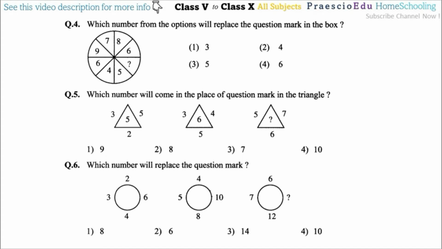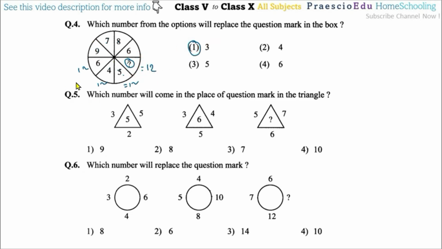Then question number 4, which number from the option will replace the question mark? So here, if you see the question mark, there is an opposite, meaning the petals are opposite, or we can say the pizza's cutting. So 7 plus 5 is 12, and 8 plus 4 is 12, 6 plus 6 is 12. Likewise, 9 plus something should equal 12. So 9 plus 3 should be 12. So 3, meaning option number 1, is the correct one.